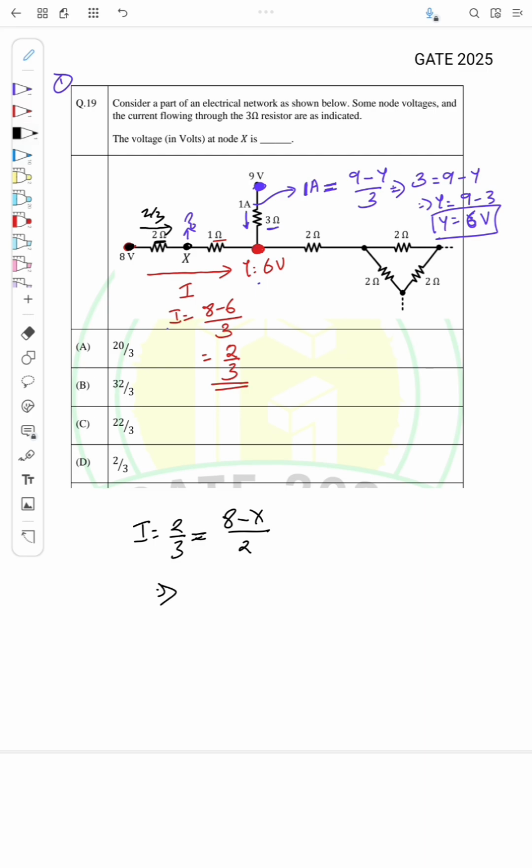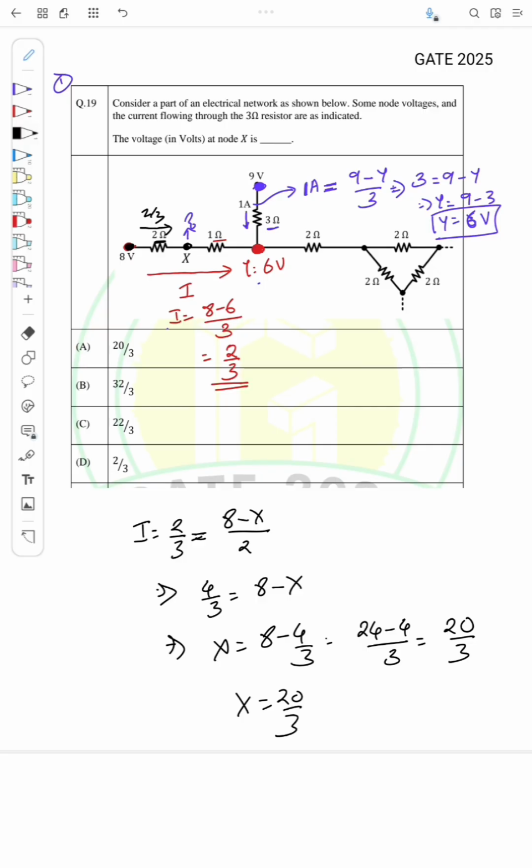From this, if I cross multiply, it is 4 by 3 is equal to 8 minus x, or x will be equal to 8 minus 4 by 3. So it is equal to (24 minus 4) by 3, or 20 by 3. So x is equal to 20 by 3. So the actual answer is A.